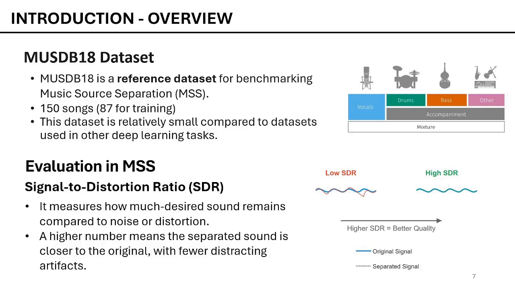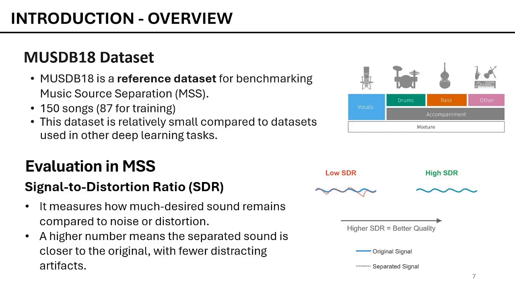Next, one of the key reference datasets used for music source separation is the MUSDB18 dataset. It consists of 150 songs with 87 used for training. The music mixture in this dataset is divided into four components: vocals, drums, bass, and other instruments. As I described earlier, this dataset is comparatively small compared to datasets used in other deep learning tasks because of the difficulty of creating such datasets.